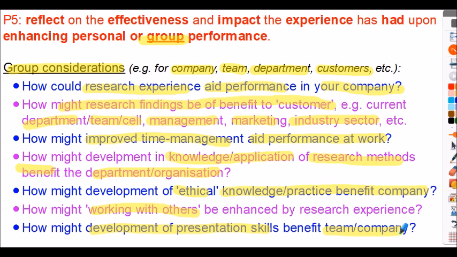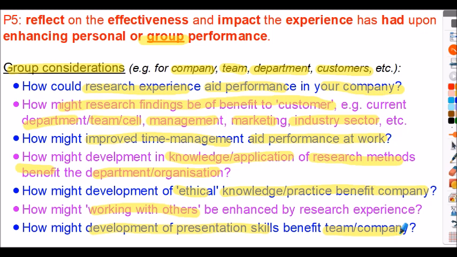And again, those skills might develop you personally, but they also might be of benefit to the company or to your team or your manager, whatever. Just think of it in a sort of wider context. So I don't know if that helps you or not to think of how to answer P5. And just suggesting these things to you.